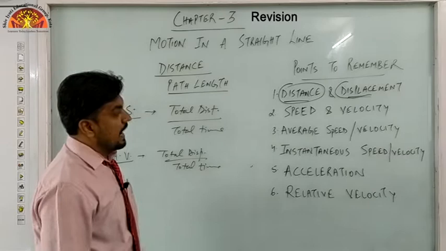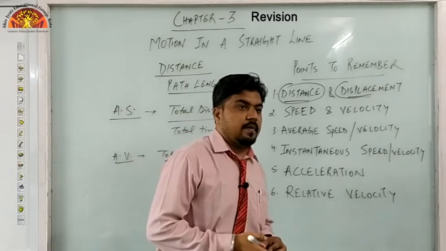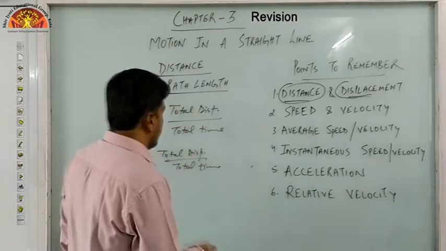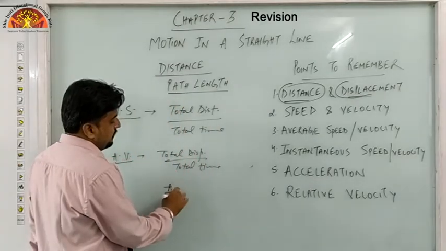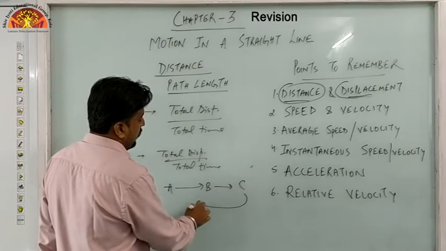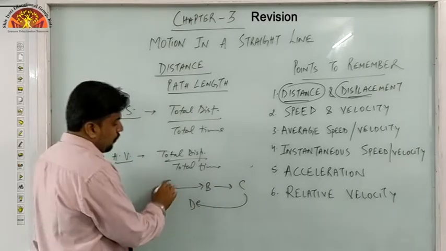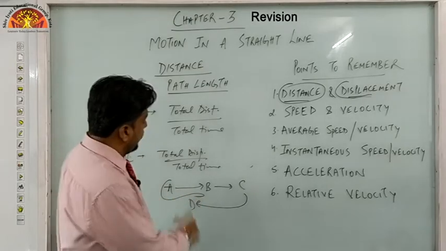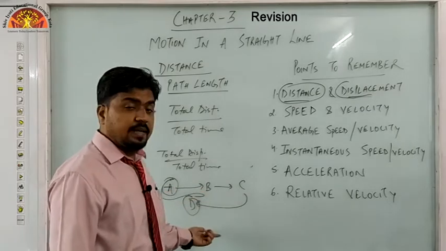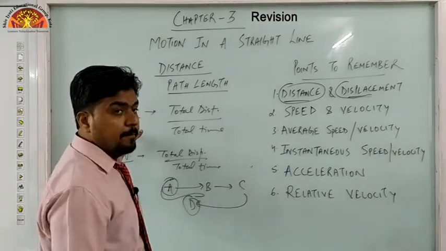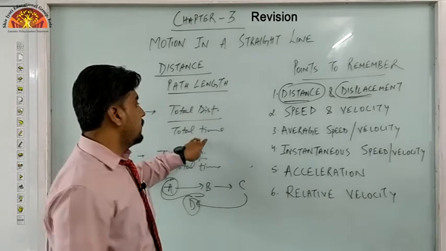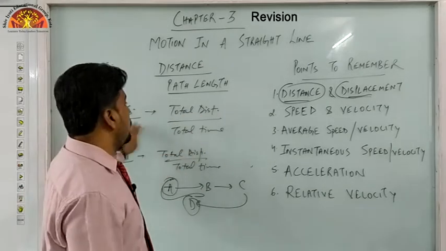Like if a train is traveling from point A to B to C with different velocities or different speeds, or if a body is traveling from A to B, then to C and back to some point D. This whole transformation from point A to point D would involve a lot of distances, like A to B, B to C and C to D. So in case of average speed, you just need to calculate the total distance and the total time. That would be average speed.